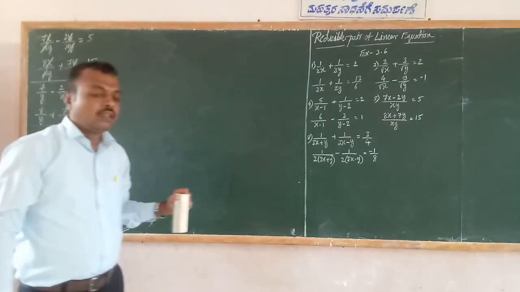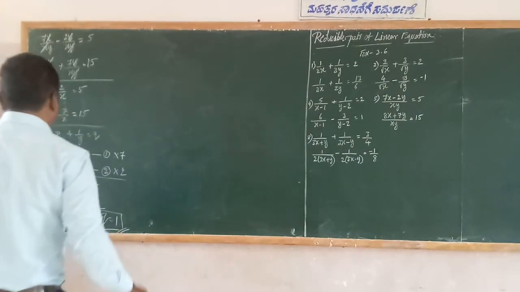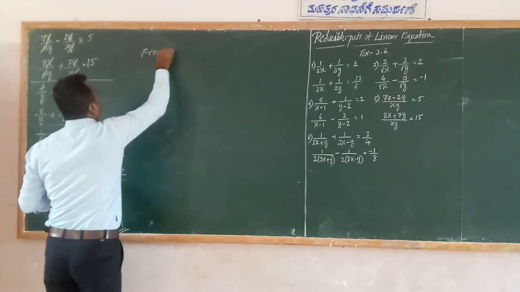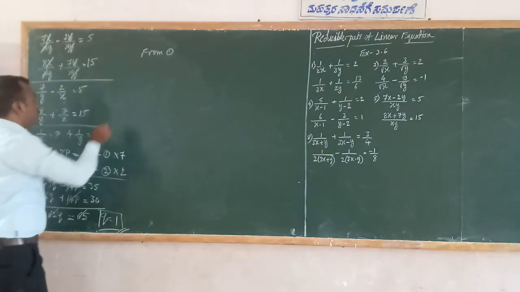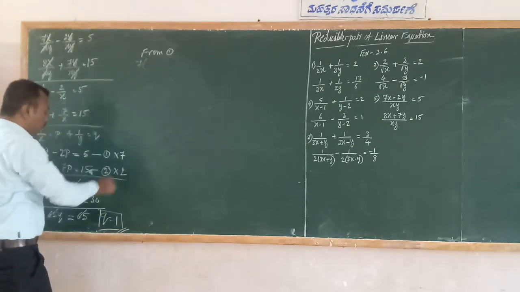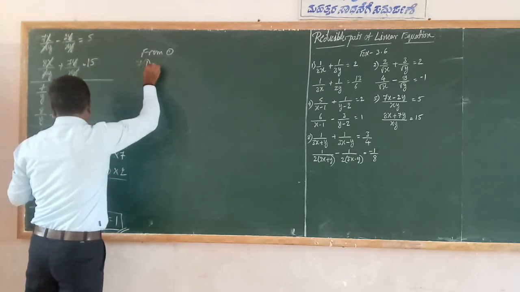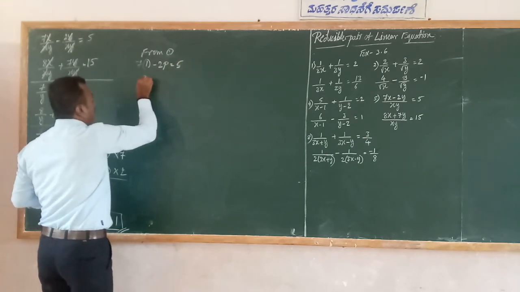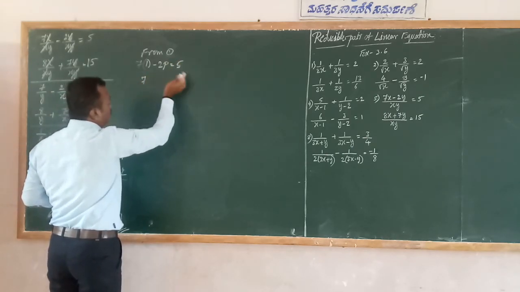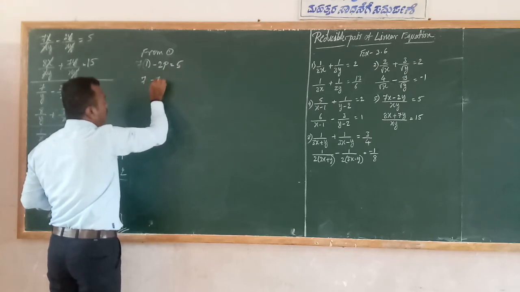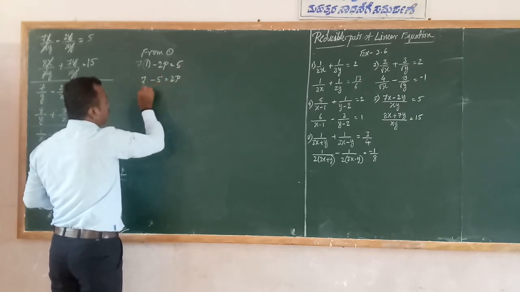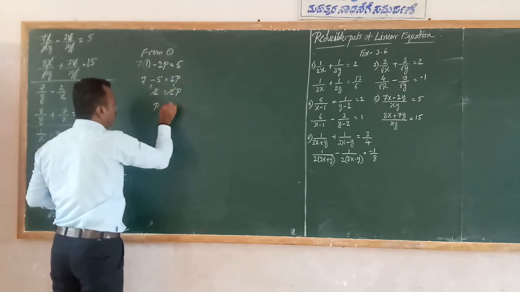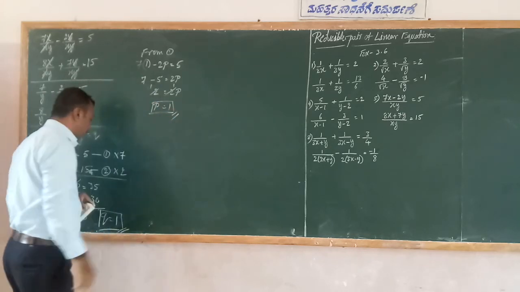Next, the p value. Take from equation 1, not 2; anyone can be taken. I will take from 1. So the first equation: 7q, 7 into q means 7 into 1, minus 2p, it is equal to 5. Therefore 7, and minus 2p we have to send to the RHS. 5 minus 7 is minus 2, equal to minus 2p. Therefore p is equal to 1. Therefore the value of p is 1, the value of q is also 1.